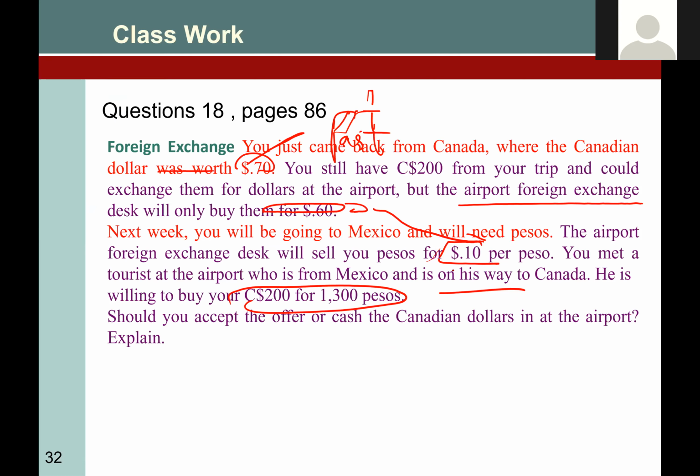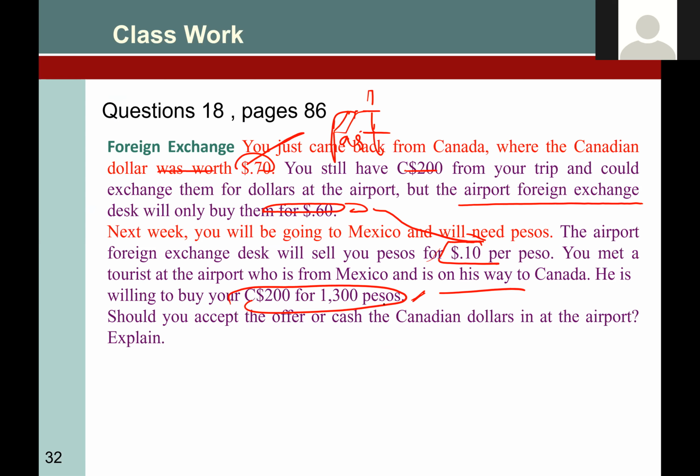Directly exchange your dollar directly to peso for 0.10, right? No, because you have Canadian dollars. You don't have US dollars, right? So you have two options. First, convert your Canadian dollar into US dollar and then dollar into peso. Second option is you directly give 200 Canadian dollars and receive 1300 pesos. So which one is the good option for you?